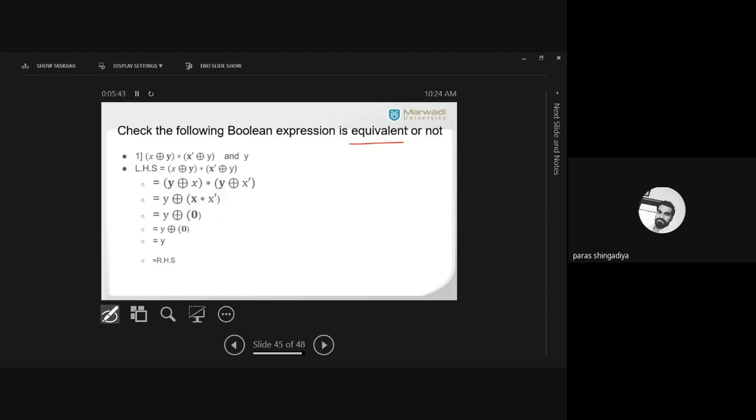Okay, so in the first example the first expression is x ring sum y star x dash ring sum y. That is your first expression. Okay, and y, that is your second expression. ठीक है, तो दोनों को आपको चेक करना है कि दोनों सेम है या नहीं. ठीक है, both are equal or not, means both are equivalent or not. Okay, so you can start with any expression and you can prove the second one. If they are verified, then it is called equivalent.